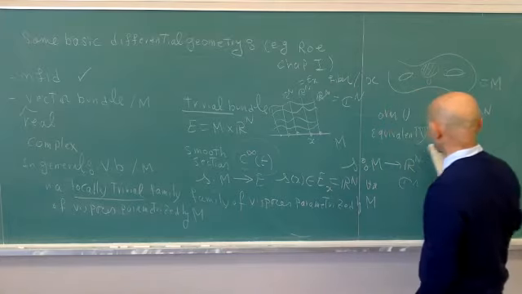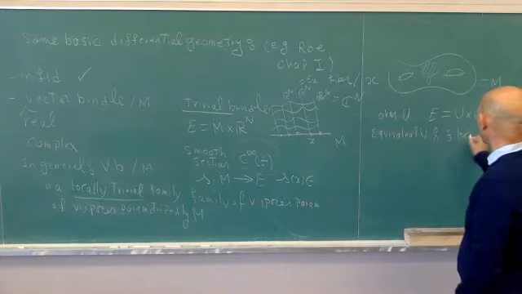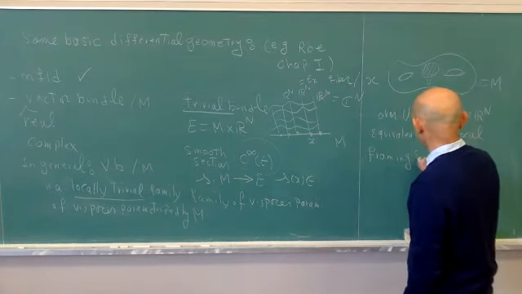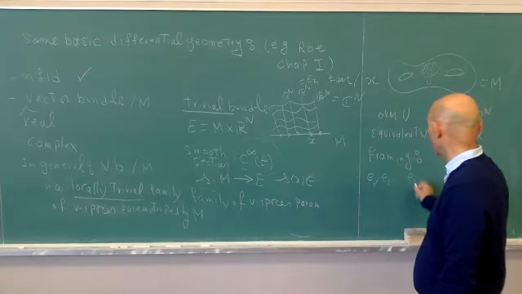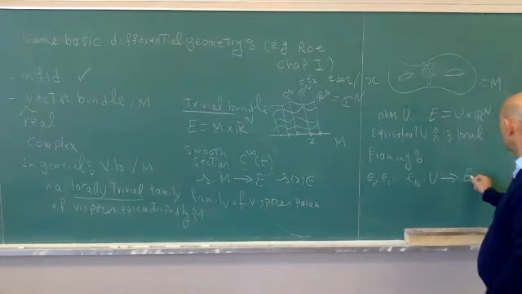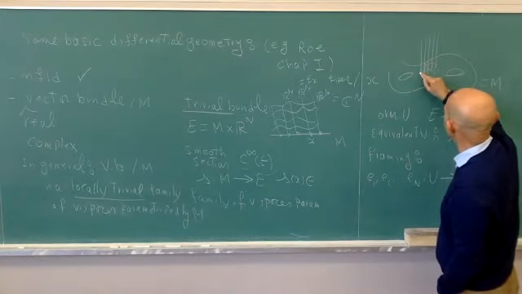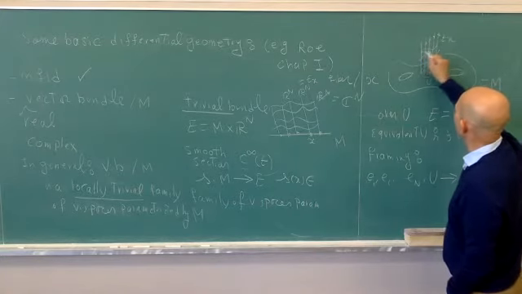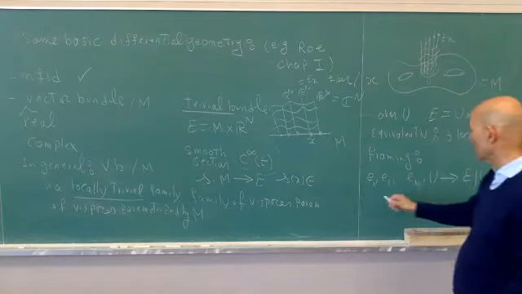So there exists this framing. Now I introduced the idea of framings. There exists a local framing. So what is a local framing? The local framings are these functions E1, E2, ..., En from U to, for example, E restricted to U. Over this, we have these fibers Ex, and we have these functions from U to E restricted to U. These are smooth sections.